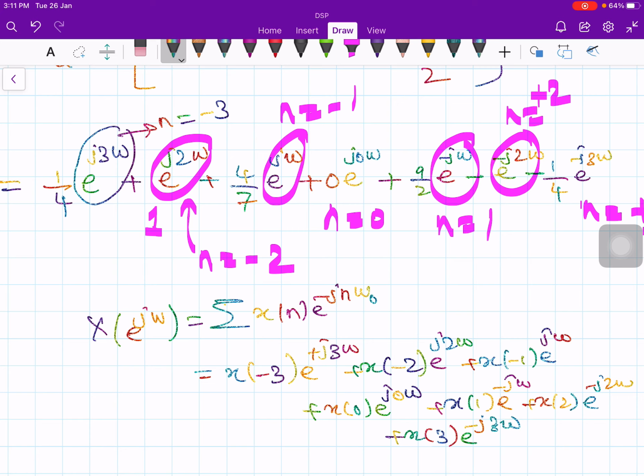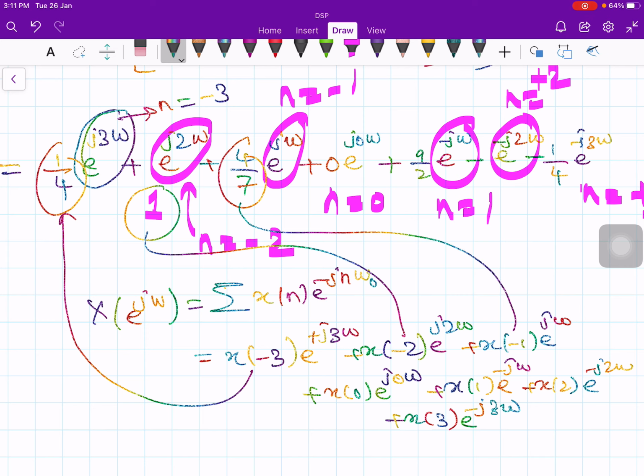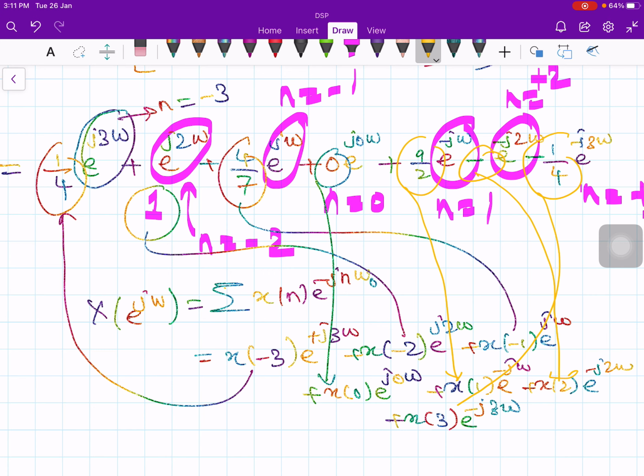Now compare term by term. So for e to the j3 omega, my coefficient is 1 by 4. Therefore this 1 by 4 corresponds to x of minus 3, and this 1 corresponds to x of minus 2, and this 4 by 7 corresponds to x of minus 1, and this 0 corresponds to x of 0, and this 9 by 2 corresponds to x of 1, and this minus 1 corresponds to x of 2, minus 1 by 4 corresponds to x of 3.